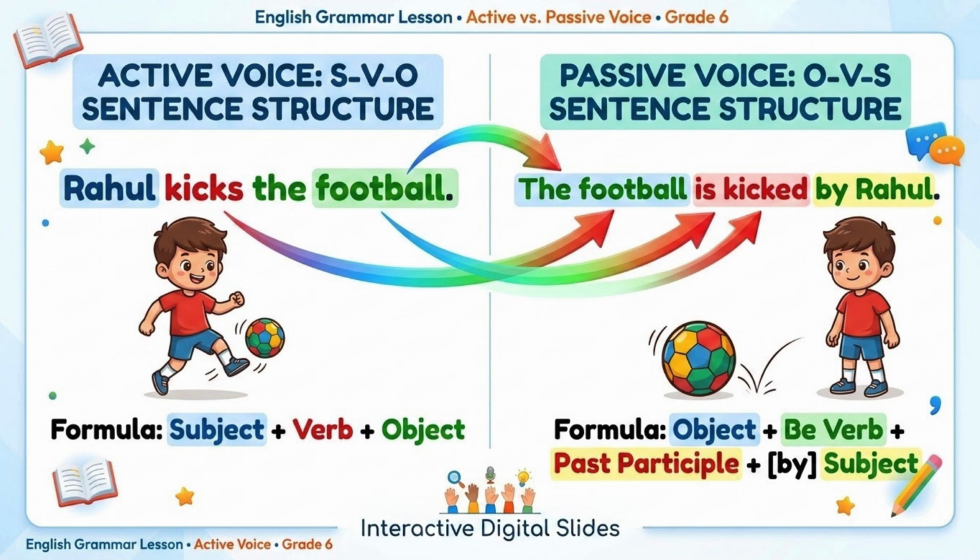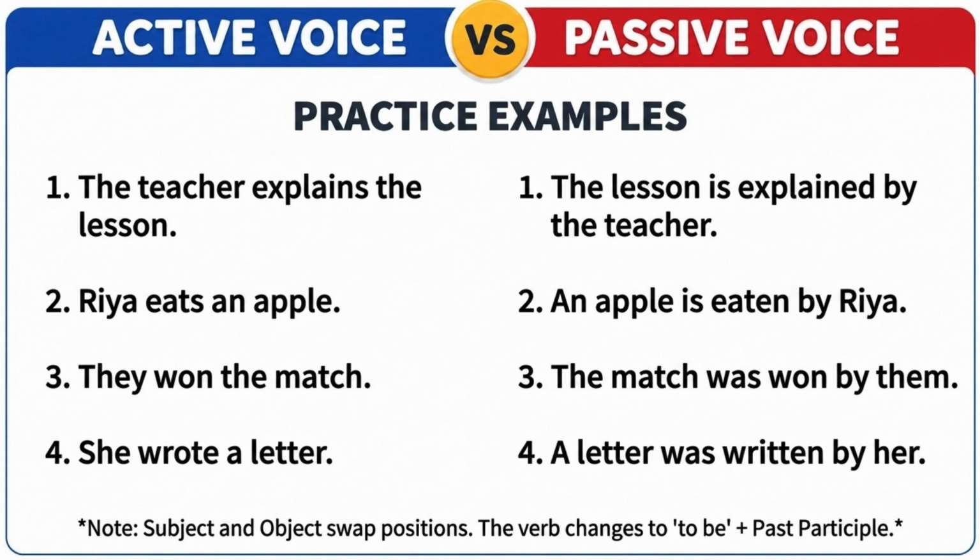Read the first sentence with me. The teacher explains the lesson. It becomes the lesson is explained by the teacher. Here's another one. Riya eats an apple. It becomes an apple is eaten by Riya. Notice how the object always moves to the front and the verb changes.